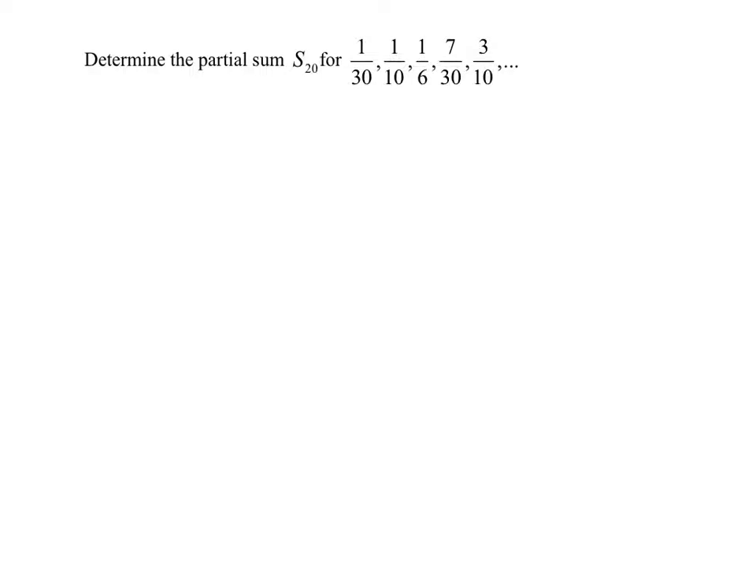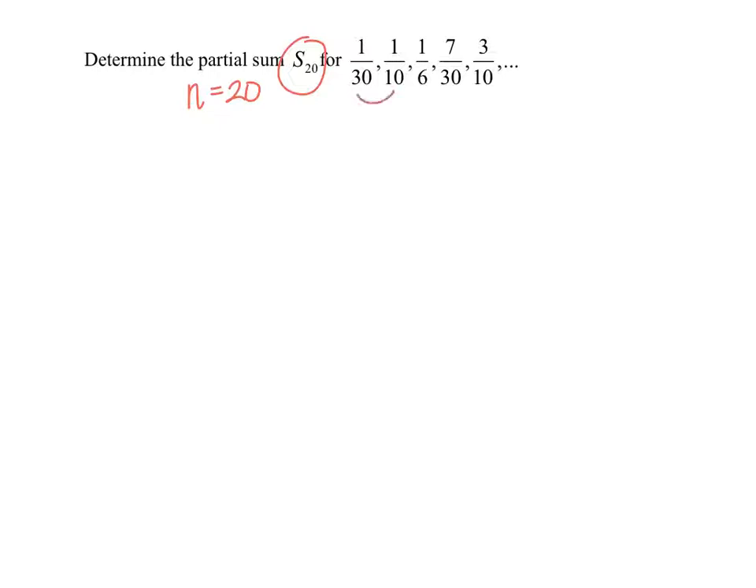Determine the partial sum s sub 20 for the following sequence. So remember, when we write s sub 20, that means we're trying to find the sum of the first 20 terms of the sequence. So essentially that means that n is equal to 20. We want to add up 20 numbers. So first we need to establish the pattern.